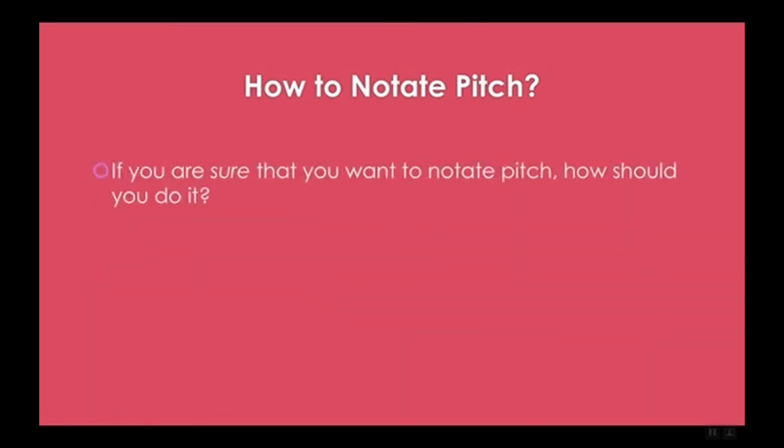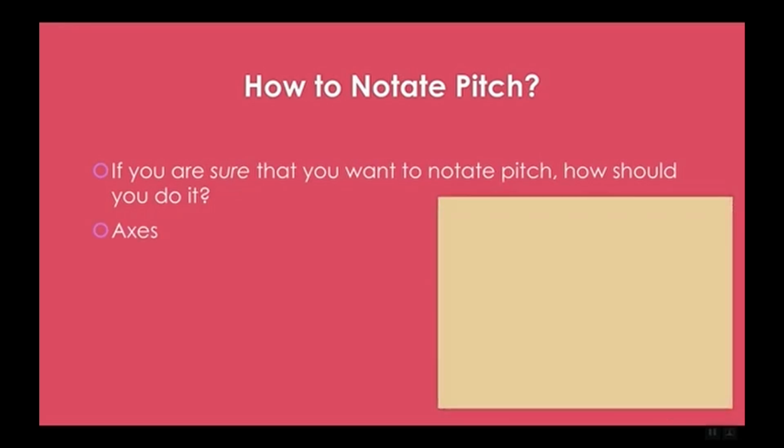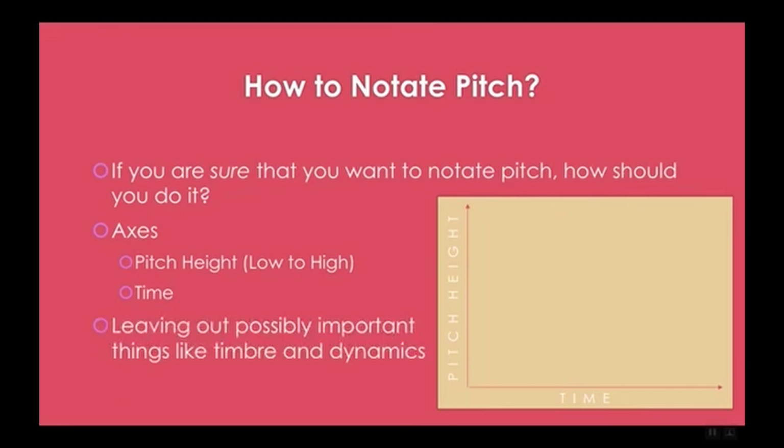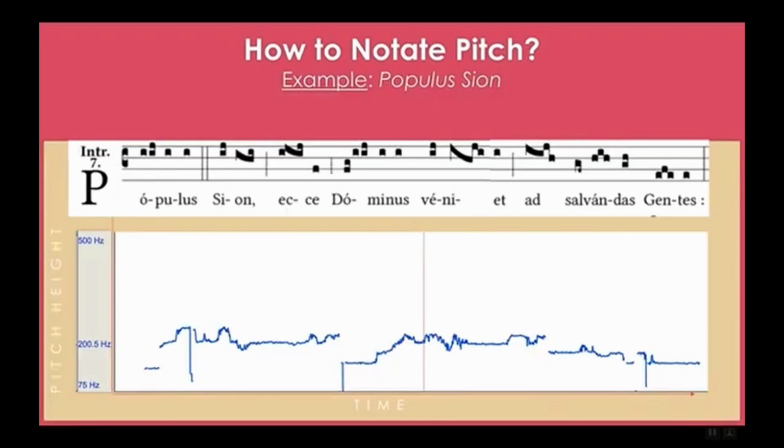Let's assume that you are sure that you want to notate pitch. So then the question is, how would you do it? We're going to create some axes here on a little chart. We're going to have pitch height from low to high, and then we're going to have time in that direction. And then note that we're leaving out some possibly important things like timbre and dynamics, like I talked about on the previous page and even the page before that.